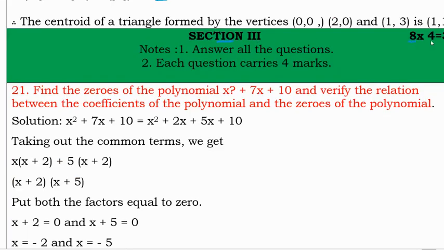Section 3 has 8 questions. Each question carries 4 marks. Total weightage is 32. So we have to attempt all the questions, no options in this section.